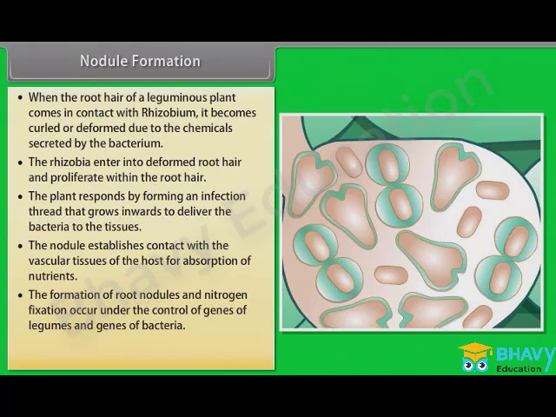The formation of root nodules and nitrogen fixation occurs under the control of genes of legumes and genes of bacteria. The reaction is: nitrogen plus 8 electrons, 8 hydrogen ions plus 16 ATP gives 2NH3 plus hydrogen plus 16 ADP plus 16 Pi.